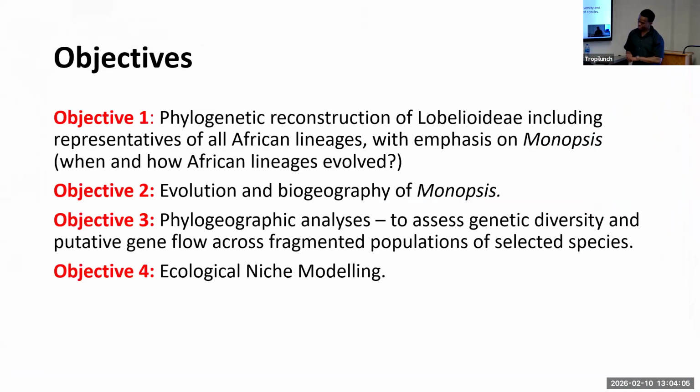And then I will test these hypotheses using four objectives. For objective one, I'll try to reconstruct the evolutionary history of Monopsis and Lobelioideae. In that way, I will be able to understand the relationships between the species and within the family. For objective number two, I'll try to date the divergence times so that I can correlate divergence or speciation events with major climatic and geological events.